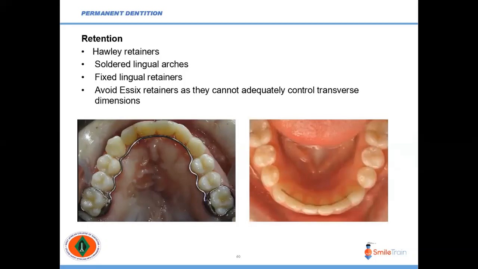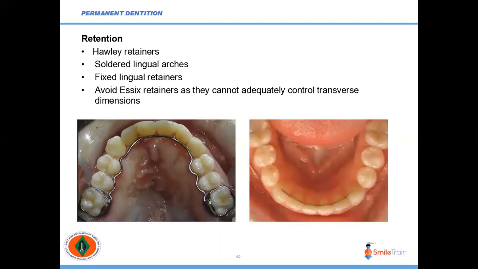Following treatment, retention has to be carried out. You can't just let the patient go away without holding what you've achieved, especially the expansion. Appliances that can be used for retention in the cleft patient are Hawley retainers, soldered lingual arches, or fixed lingual retainers. You need to have a rigid retainer. You cannot use what we commonly use as orthodontists for retention, Essex retainers, because they're too flexible and the arches will collapse using that kind of appliance.